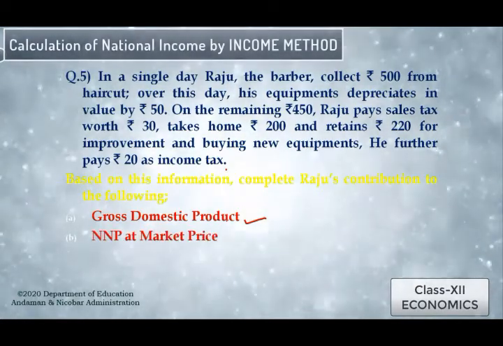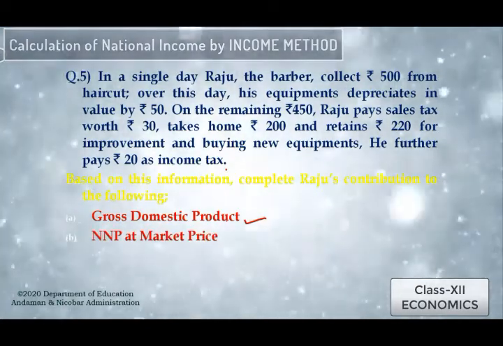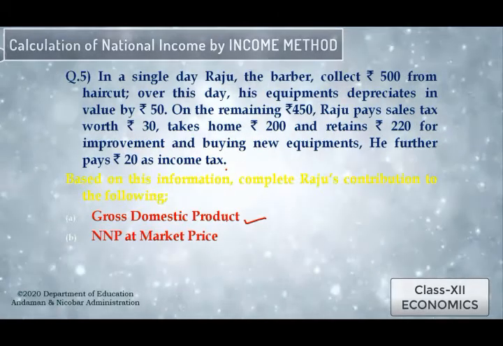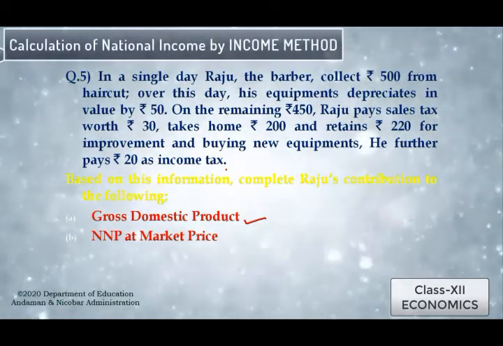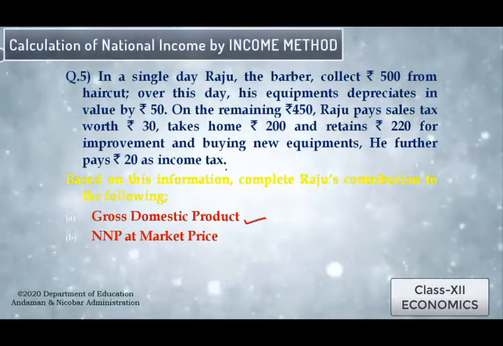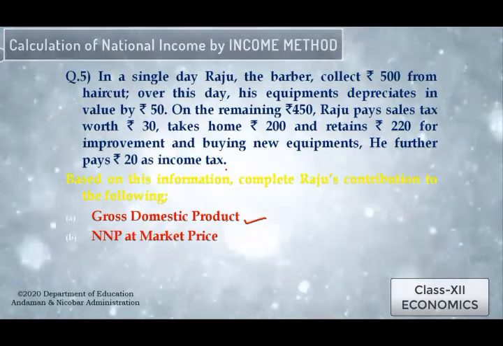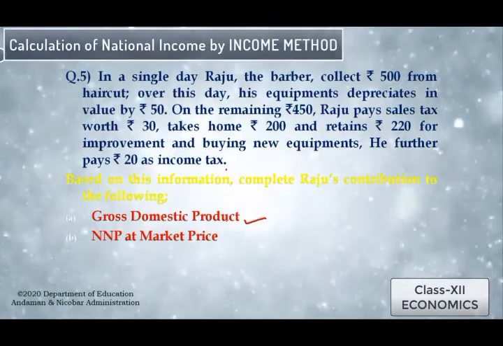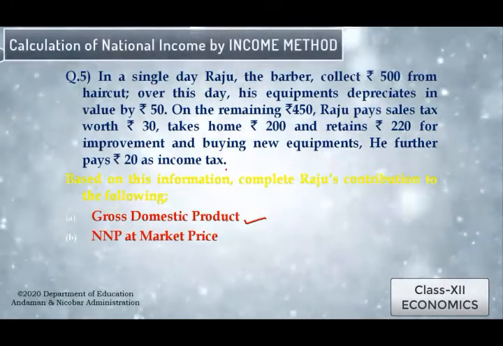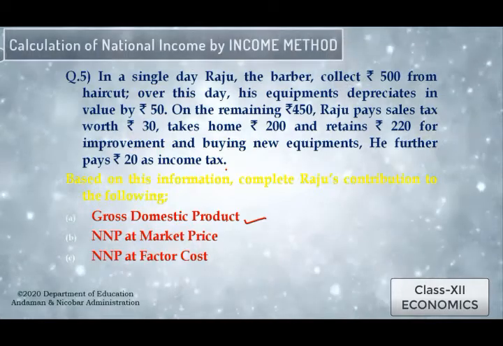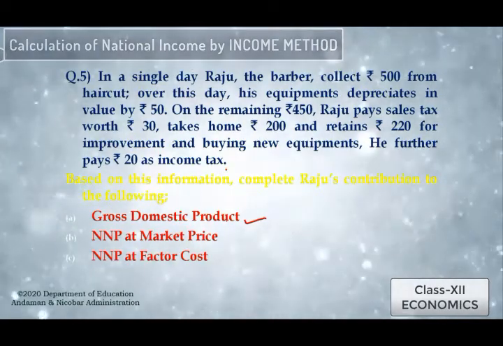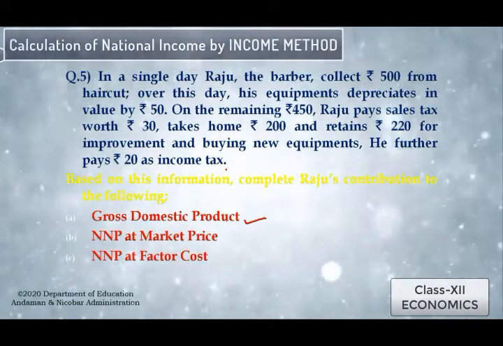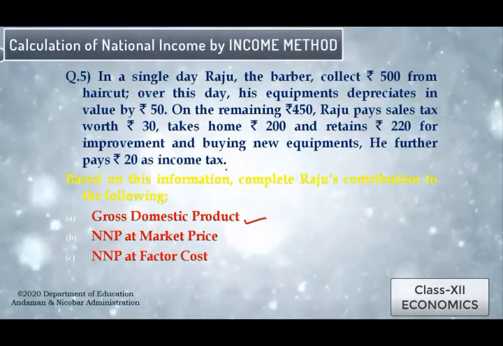Then we need to calculate the value of the NNP at market price. So you know GDP and NNP at market price can be calculated. Here the value of NNP means what? The value of the gross is being converted into net, and the domestic is being converted to the national value. Then at last we will find out the value of NNP at factor cost. So that means the market value is converted to the factor cost.